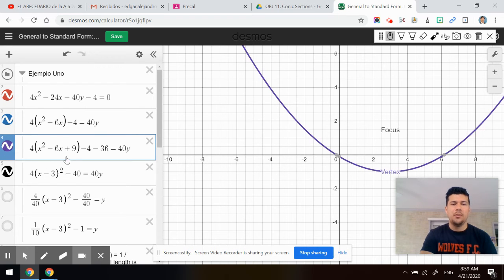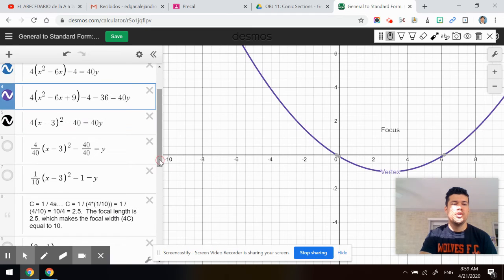I went ahead and factored x squared minus 6x plus 9 into x minus 3 times x minus 3, which is x minus 3 squared. I combined my -4 minus 36 into a -40, and I've got a 40y on the right side. The last thing I'm going to do is divide both sides by 40. So I divided the 40 into the 4 and into the -40, as shown. And it's still the same parabola. When I simplify, 4/40ths is 1/10, and 40/40ths is 1.